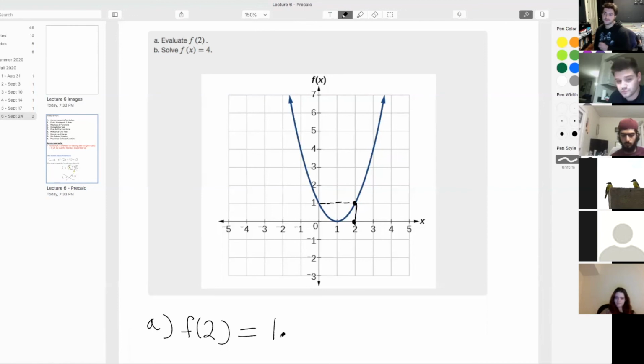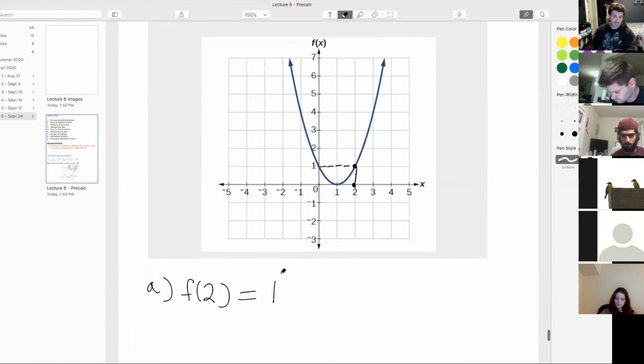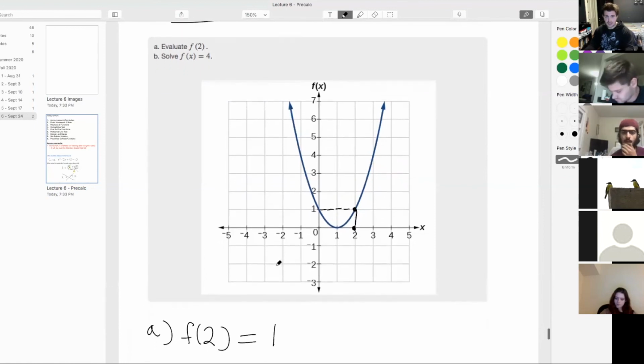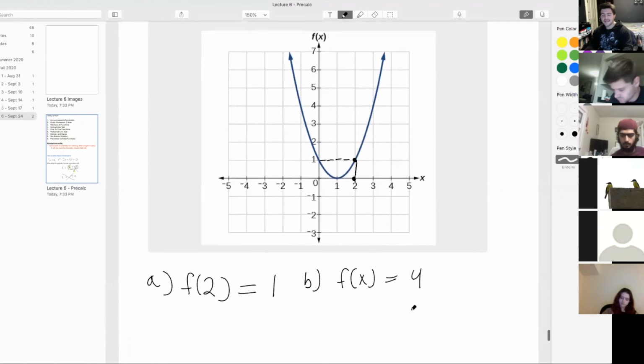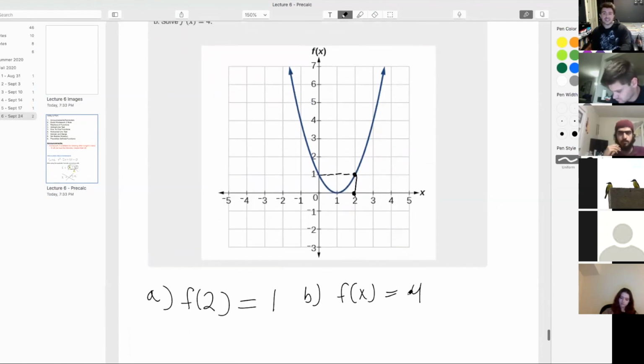All right, so I hope everyone sees that. And we can also solve. So B is solving f of x equals 4. This is just asking us which input got mapped to 4.